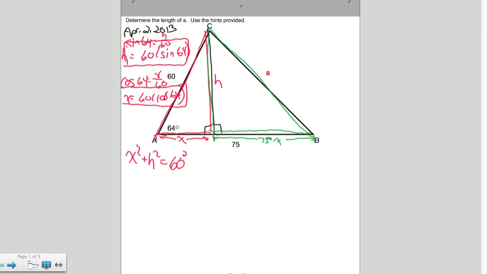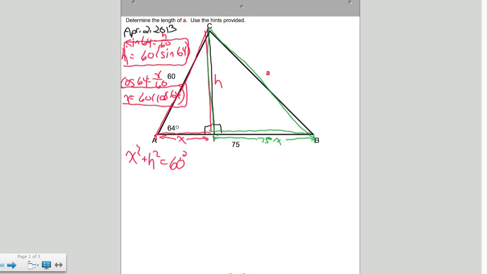What can we say about the triangle in green, the triangle on the right? We know this length, yes, is 75 minus x. But in terms of a characteristic of the entire triangle, what can we see from there? What can we sort of use?